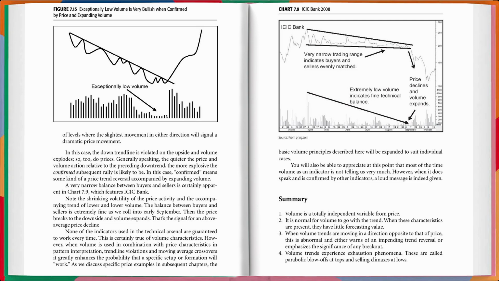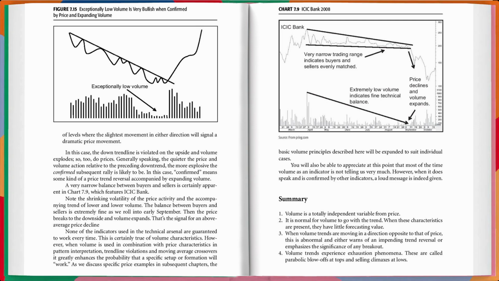However, when volume is used in combination with price characteristics in pattern interpretation, trendline violations, and moving average crossovers, it greatly enhances the probability that a specific setup or formation will work. As we discuss specific price examples in subsequent chapters, the basic volume principles described here will be expanded to suit individual cases. You will also be able to appreciate at this point that most of the time volume as an indicator is not telling us very much. However, when it does speak and is confirmed by other indicators, a loud message is indeed given.